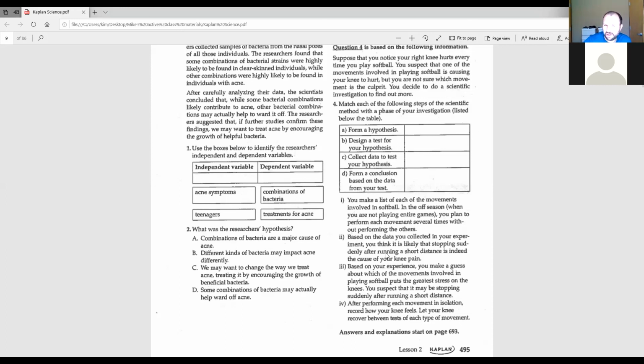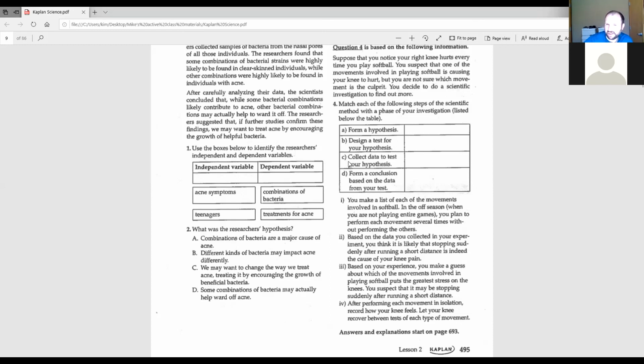It gives it away with the word guess, but number 3 is the hypothesis. Based on our experience, we guess which of the movements involved puts the greatest stress on our knee, and we guess that that is stopping suddenly. That's our hypothesis. Next, we design a test for our hypothesis, and that would be this first one: making a list of each of the movements involved. In the off season, when they're not playing games, we perform each movement several times without performing the others. So that's the creation of the test.